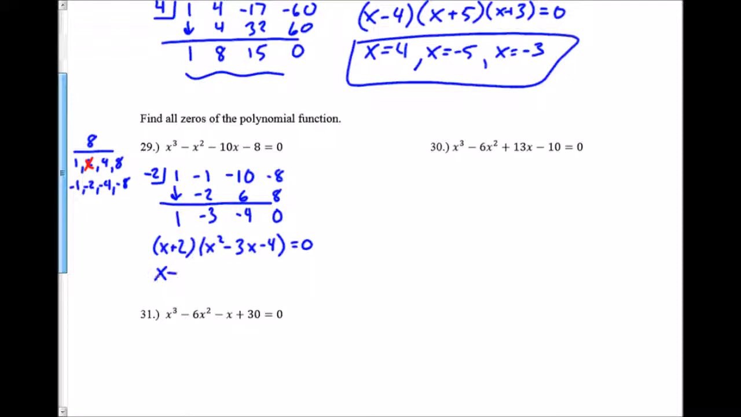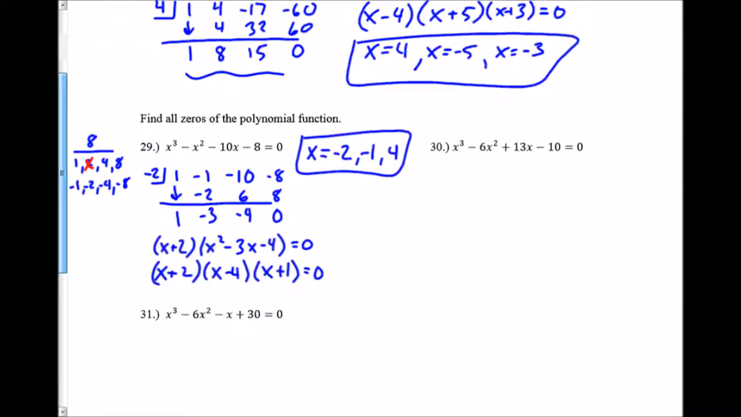So an x plus 2. This factors further into an x minus 4 and an x plus 1. And now I can set each factor equal to 0, so I find out that x equals -2, a -1, and a +4. Okay? Next one, I'm doing the same thing, so I'm looking at factors of this thing.